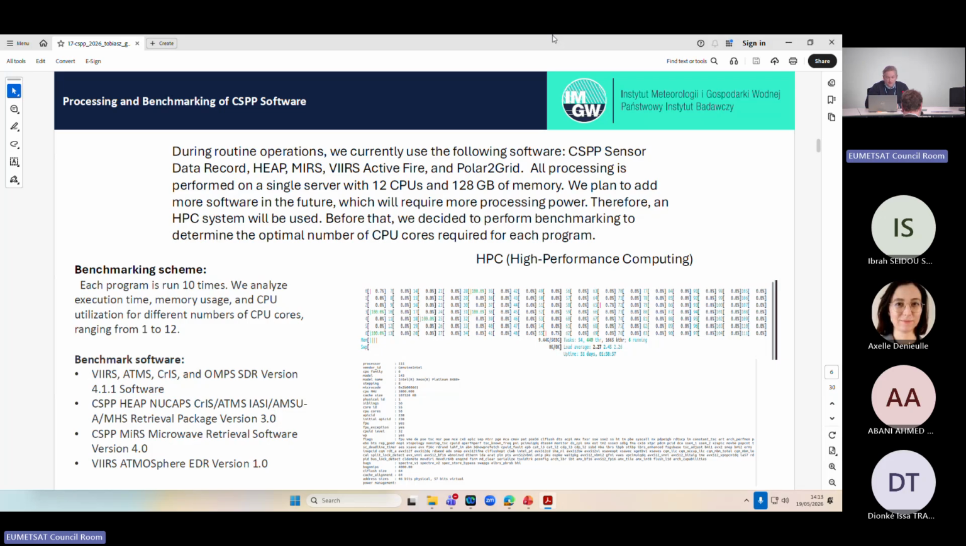And we benchmark VIIRS instrument, ATMS, CrIS, OMPS, SDR version 4.141. This is very important. CSPP HIP and MiRS, and also the atmosphere product. We don't use this atmosphere product now, but we plan to in the future.